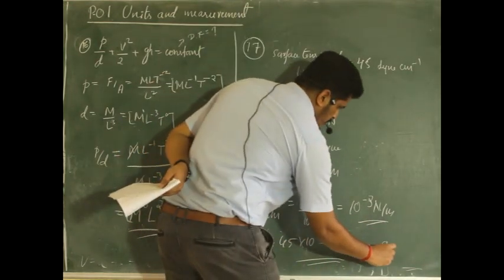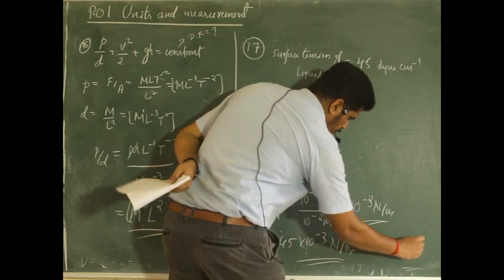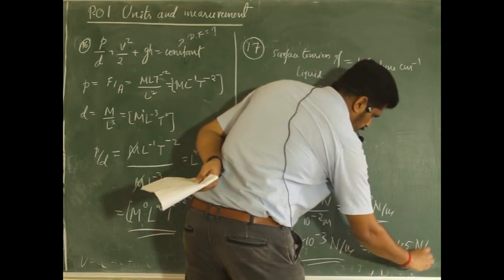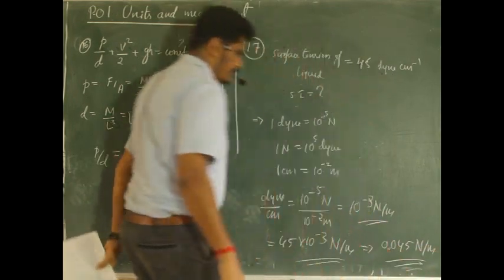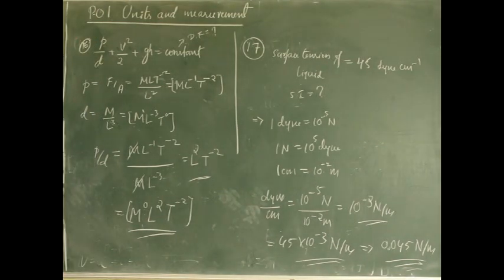So we can write 0.045 Newton per meter. 0.045 Newton per meter is the answer. So whether the option is given there, yes, option is there, 0.045 Newton per meter, option number 2, correct? Yes, that is all about the 17th one.